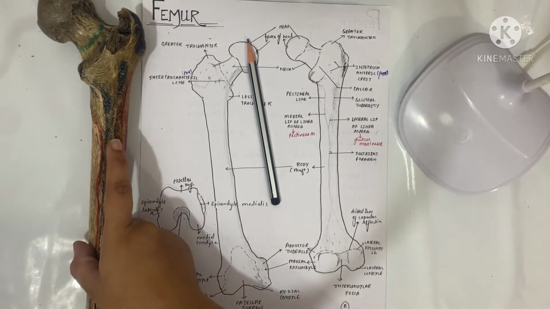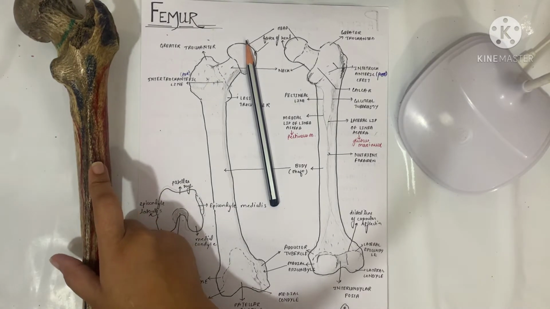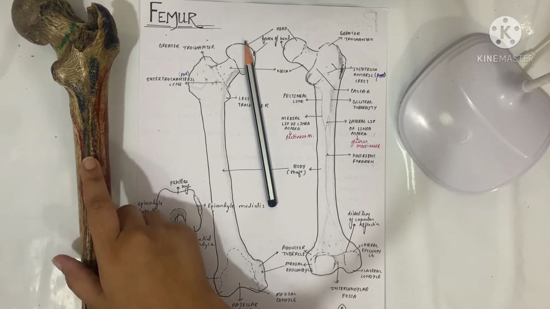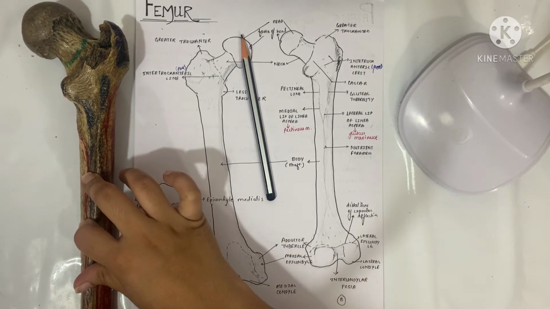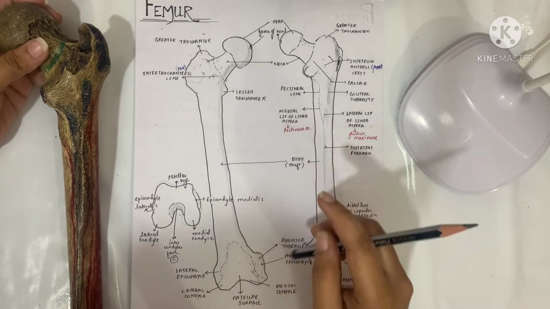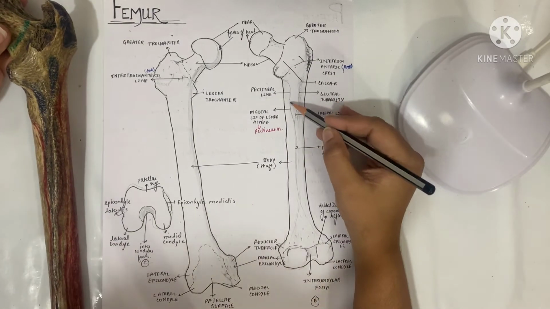Then coming to the next point, that is the linea aspera. So this is the linea aspera. See, it is present on the posterior side, and in the diagram also you can see this is the linea aspera.